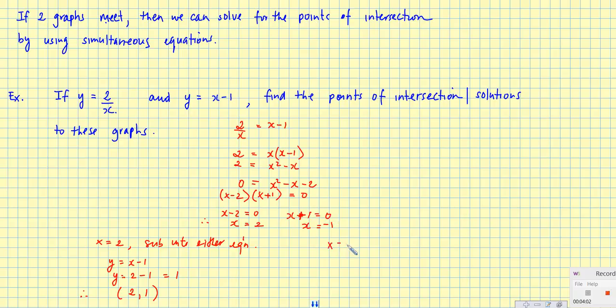Now, if I take x equaling negative 1, then I can substitute that into either equation. So by substituting again into y is equal to x minus 1, y is equal to negative 1 minus 1, which makes it negative 2. Therefore, I know that my second point of intersection is found at negative 1 and negative 2.